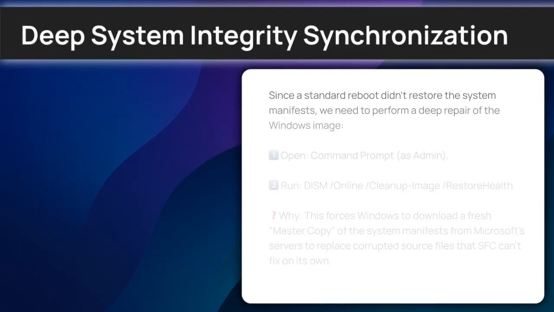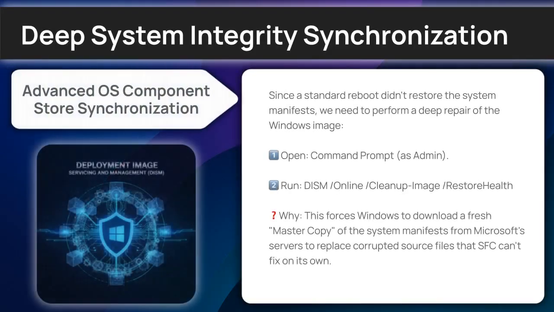If the initial power cycle failed to restore functionality, we will now proceed to infrastructure level support. You may pause the video now to ensure your environment is ready. Since a standard reboot didn't restore the system manifests, we need to perform a deep repair of the Windows image. First, open command prompt as admin. Second, you're going to type dism /online /cleanup-image /restorehealth, then hit enter.